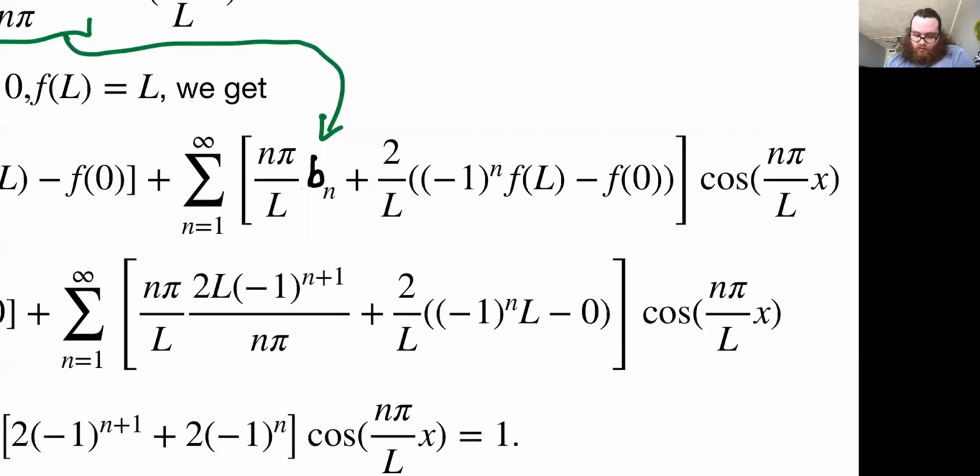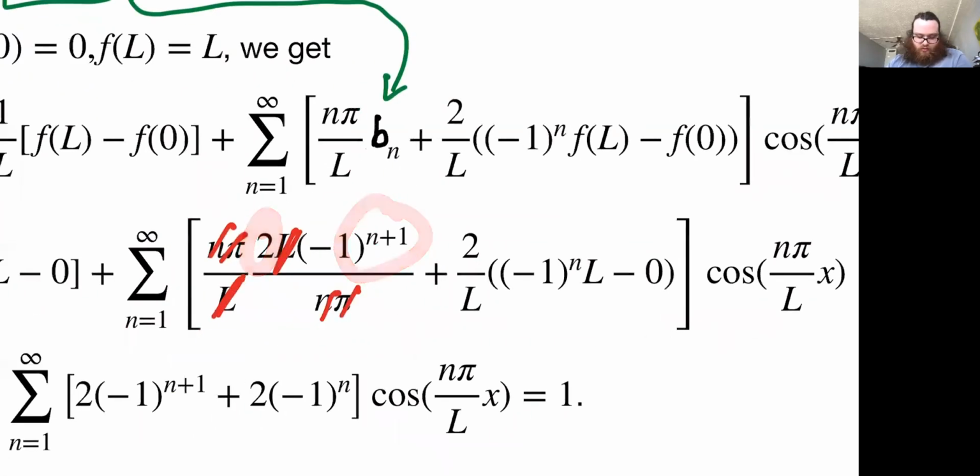Okay, so you notice there's going to be quite a bit of cancellation. So let's see. Over here, n's are going to cancel, pi's are going to cancel, this L is going to cancel with that L. So we're going to be left with 2 times -1 to the n plus 1, which is what we have right here. Likewise, -1 to the n times L minus 0, that's just -1 to the n times L. And so this L is going to cancel with this L. And so we're going to be left with 2 times -1 to the n, which is exactly that.